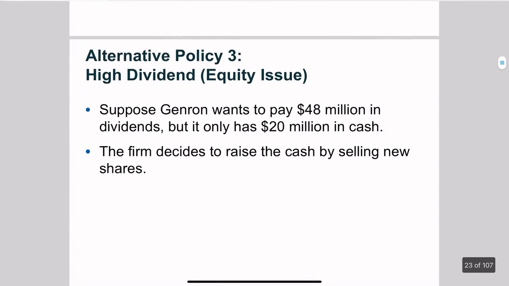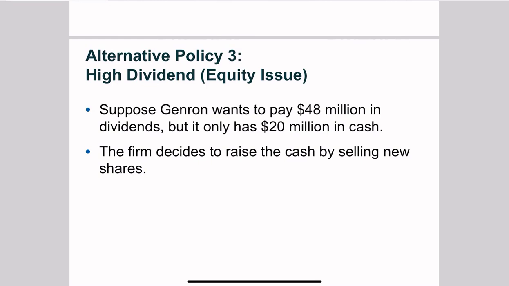Okay, let's look at the third policy. It's called high dividend. It's a peculiar policy because generally firms don't do this. But still, it's an interesting case in our lecture because we want to see what will happen under this third hypothetical case. So now let's say this firm wants to pay a high dividend, but you can see that the firm has only $20 million. So how can this firm pay a higher dividend?